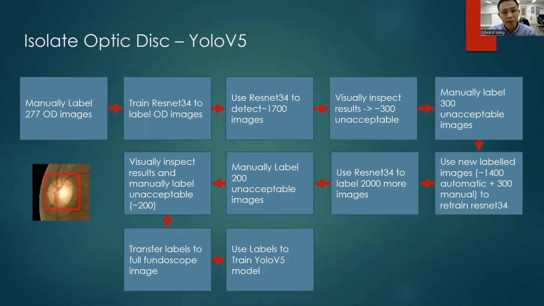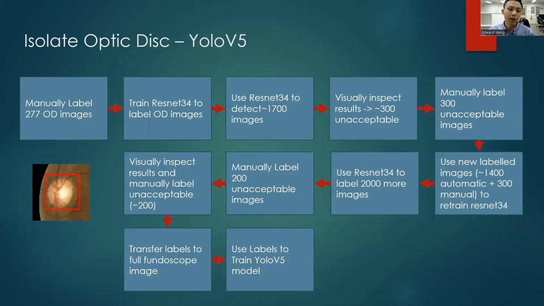Then we trained a model on those images and used it to detect 1,700 new images. We inspected those 1,700 images. We found that 300 were unacceptable, and we manually relabeled them. So now we have 1,700 images, 1,400 of which were automatically detected, and 300 of which were manually relabeled. And we used them to retrain the model, so just iterate, and we did that process again. Out of 2,000 images that were detected, 200 were unacceptable.